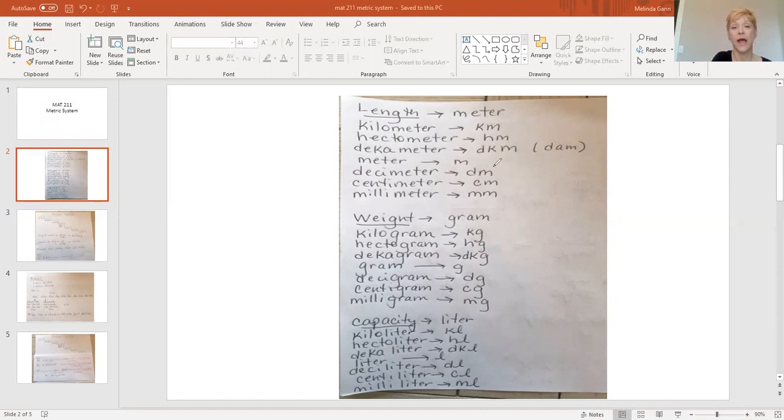Now, when you're doing weight, remember in the English system it's pounds and ounces and tons. Well, in the metric system, it's based on a gram.